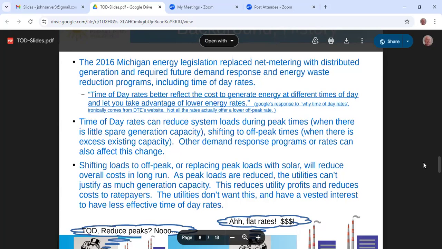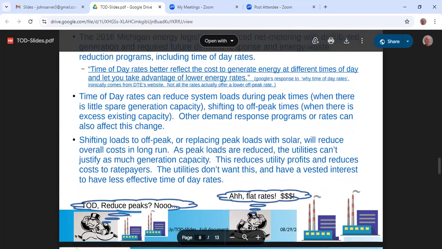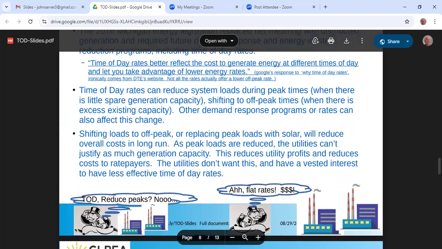Anything that can be done to reduce loads at those peaks avoids the utility being allowed to build more big power plants. If they just have flat rates, they love it because every time they get everybody to use a little bit more, they get to build another power plant. Actually, over time, maybe the last 10 years or so, the system loads in Michigan, or the total sales of electricity, are decreasing.